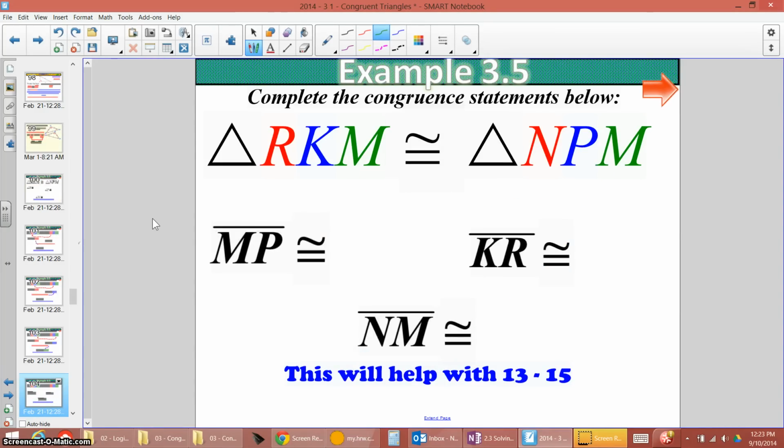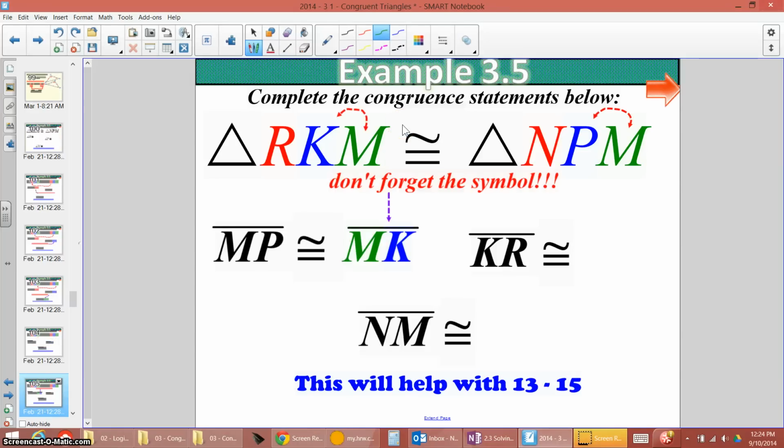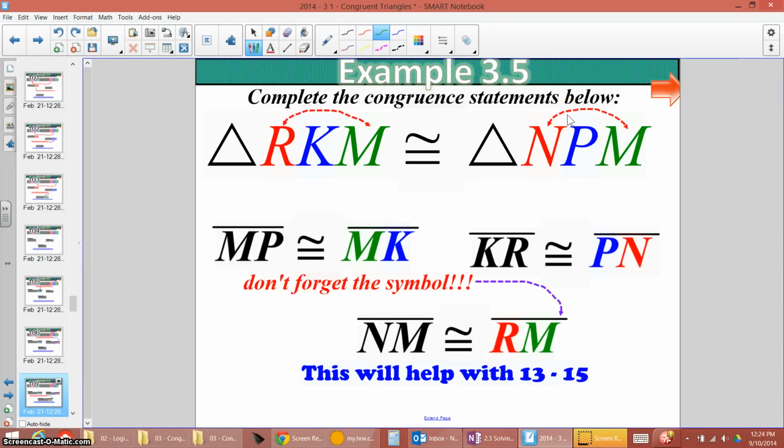Now here, MP. Notice how MP, the only one that happens here is MP right here. That corresponds to MK. So we put MK. Don't forget the symbol, and don't forget to go in the right order. Now, KR. K starts here and ends here. The color symbols means blue to red, so we'd say PN. And then NM goes to RM. All right, that's going to help you with the homework.